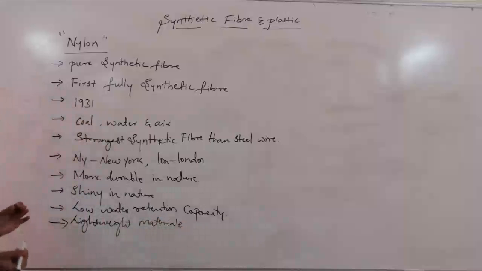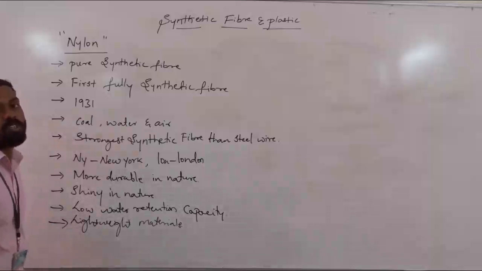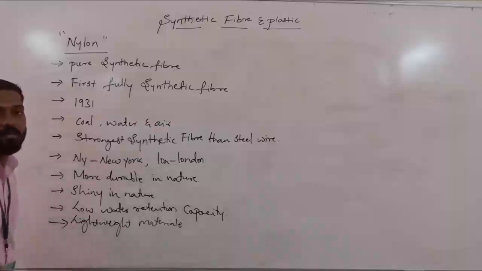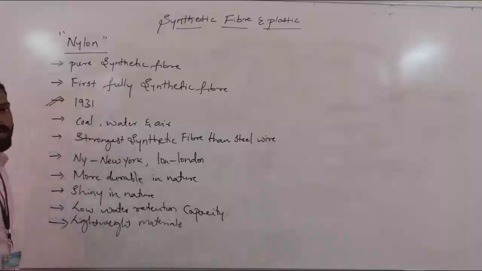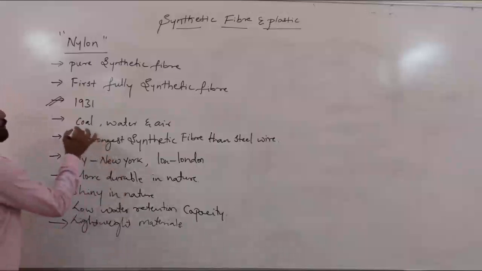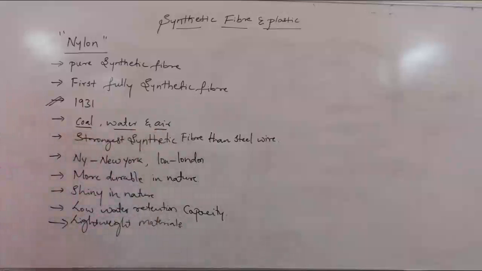Once again, please pay attention: nylon we can call a pure synthetic fiber, and we can also call nylon the first fully synthetic fiber. That means it is manufactured without using natural materials. That's why we call it the first fully synthetic fiber. And this nylon was discovered in 1931. And next, to manufacture nylon, they use three important things: coal, water and air. Using coal, water and air, they manufacture nylon.